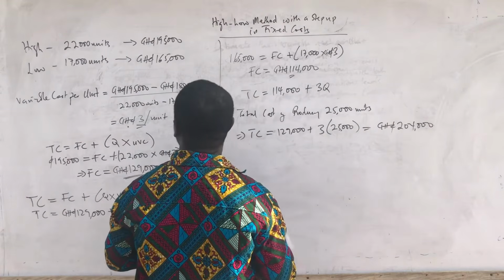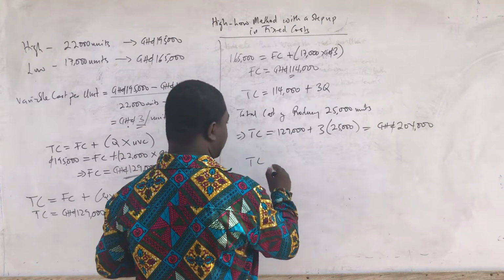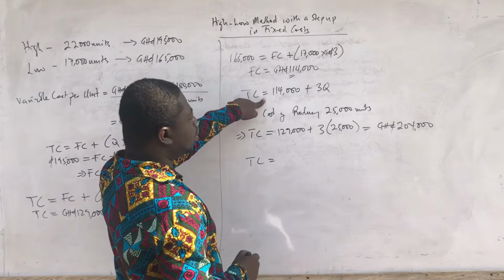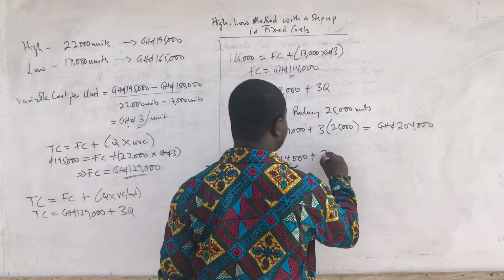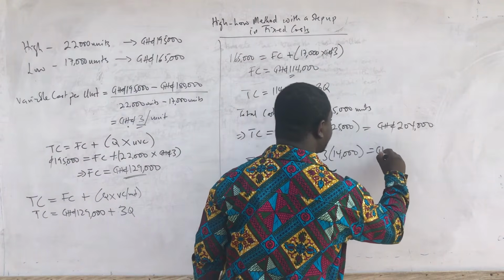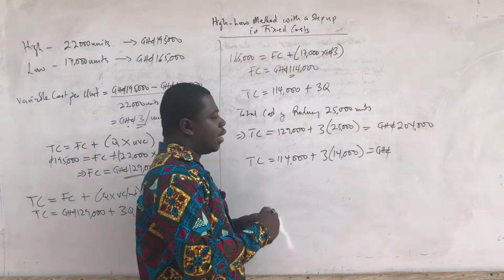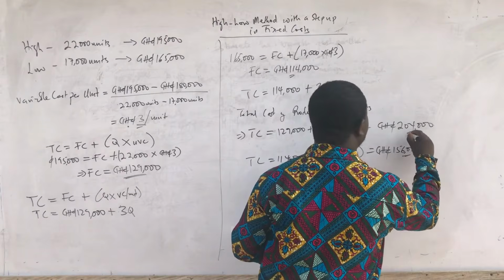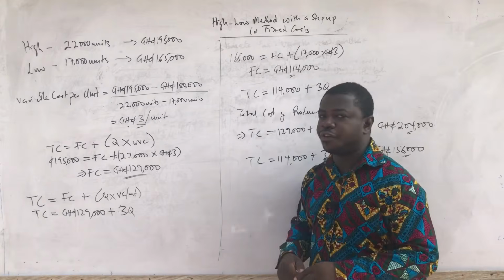In the same way, if we want to produce the 14,000, we cannot use this, we have to use this function instead. So it will be 114,000 plus 3 times 14,000. And then we can multiply to find our total cost. And that is going to give us 156,000. And so that is how it is done with a step up in fixed cost.